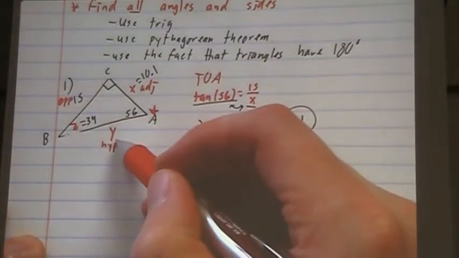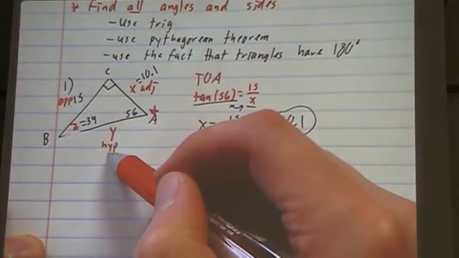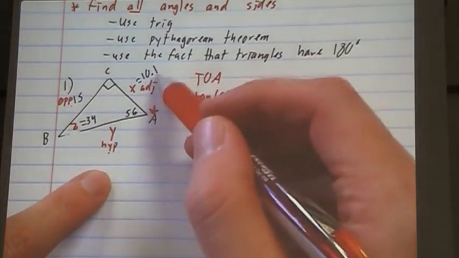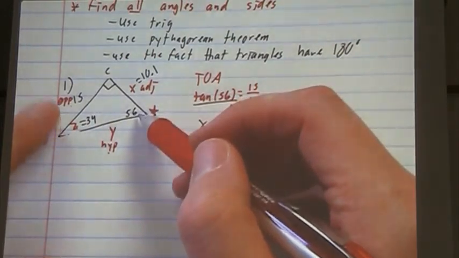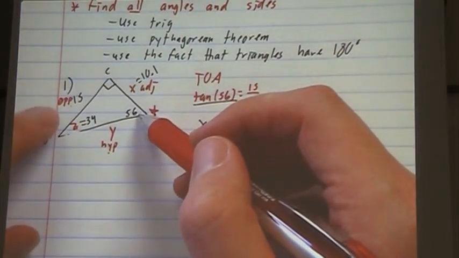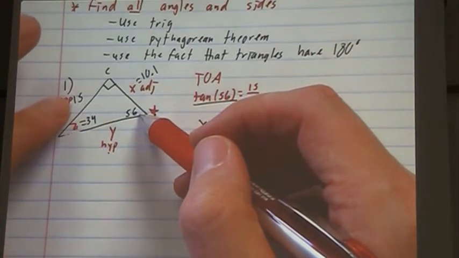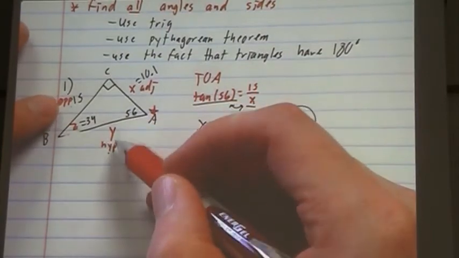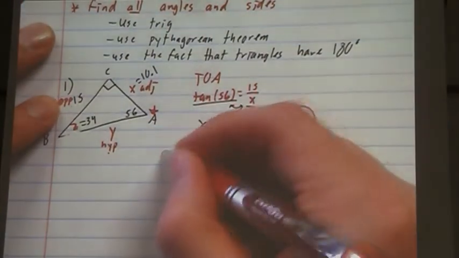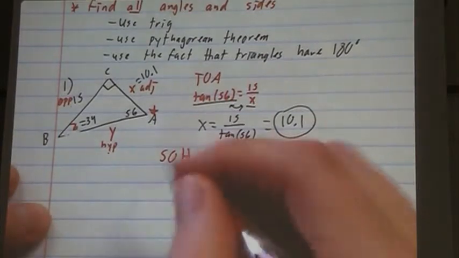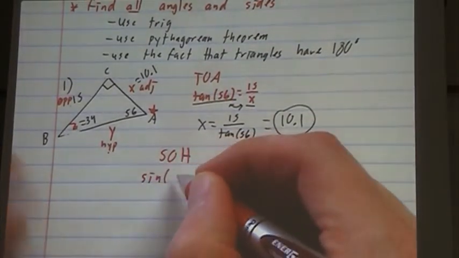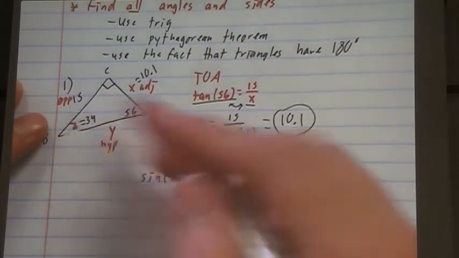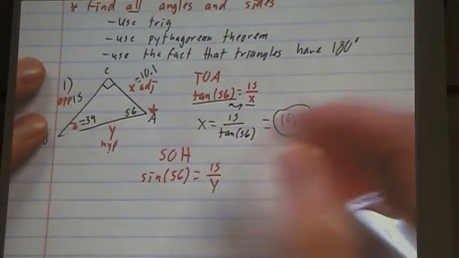If I want to find y, I'm going to go opposite and hypotenuse, and I'm using the information that I was given to start with. I'm not going to use cosine because I found that and I rounded it. So you want to use whole numbers or numbers that you started with when you're going to find a new variable, if you can. So we're going to go opposite hypotenuse. That would be sine. So we have sine 56 equals opposite over hypotenuse equals 15 over y.